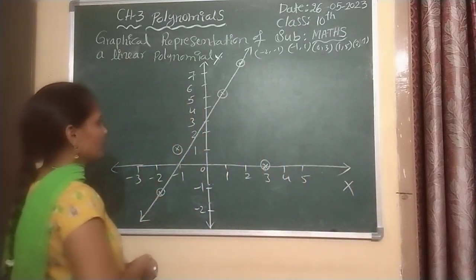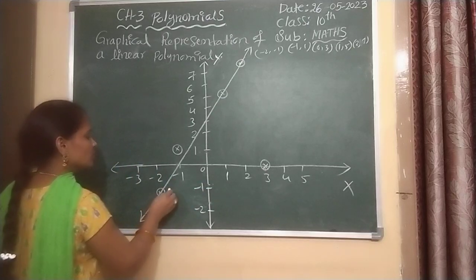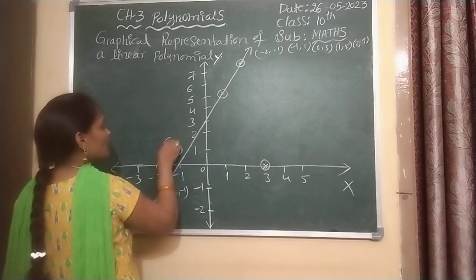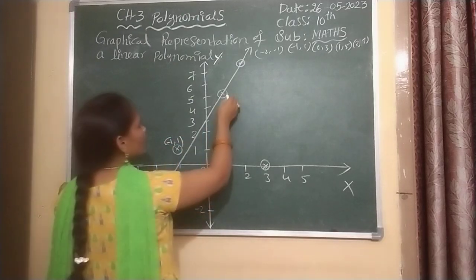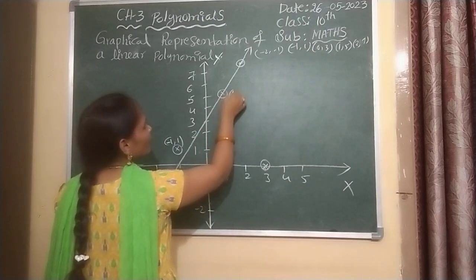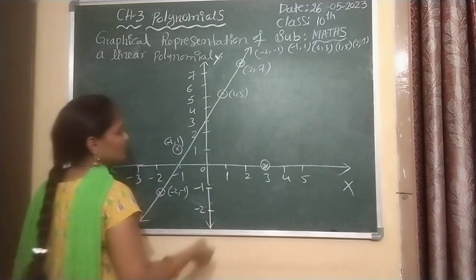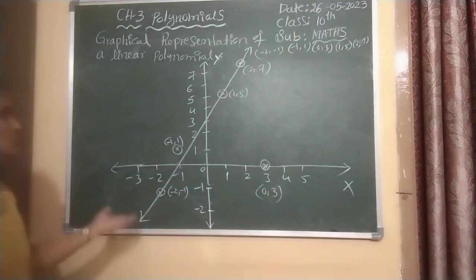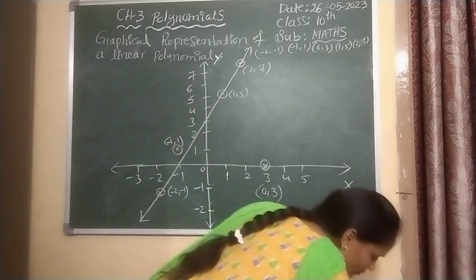Here you can write the values also if you want, right? Minus 2 comma minus 1. Here minus 1 comma plus 1. Here what will it be? 1 comma 5. Here 2 comma 7. Here 0 comma 3. Okay, those where we put the dots, those dot points we also get.